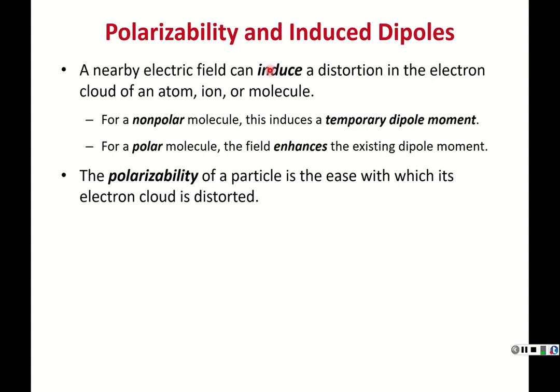A nearby electric field can induce a distortion in the electron cloud of an atom. So for a nonpolar molecule, this induces a temporary dipole moment. So let's say you're close by an ion, a charge, that can induce a momentary dipole in the electron cloud of a particular molecule that's nearby.